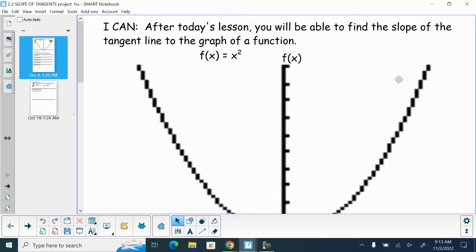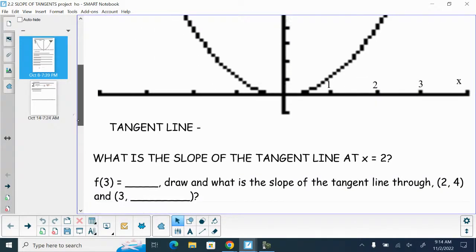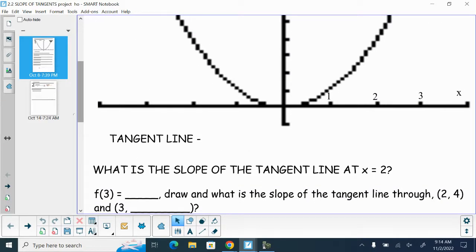All right, today we're going to work with determining equations of tangent lines. How can we determine equations of tangent lines? Well, first off, we need to look at the idea of what we mean by a tangent line. What is a tangent line? When we talk about a tangent line, what do we have? How do we draw a tangent line?